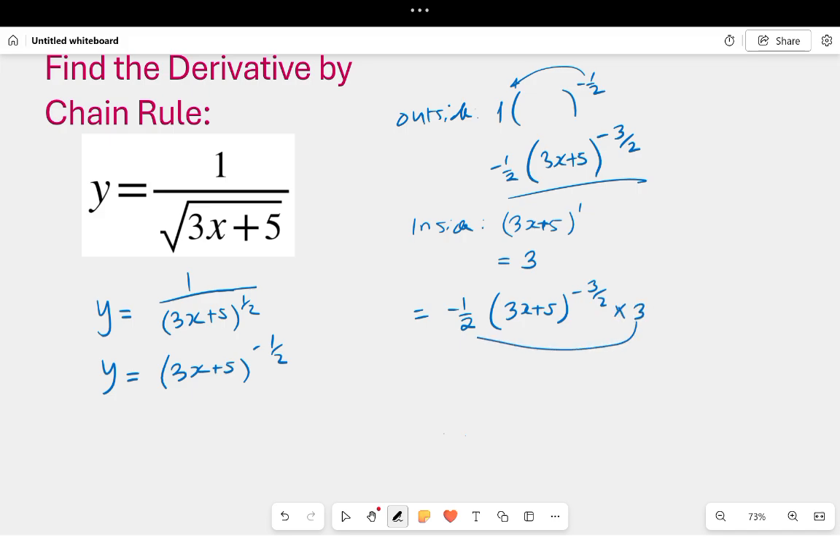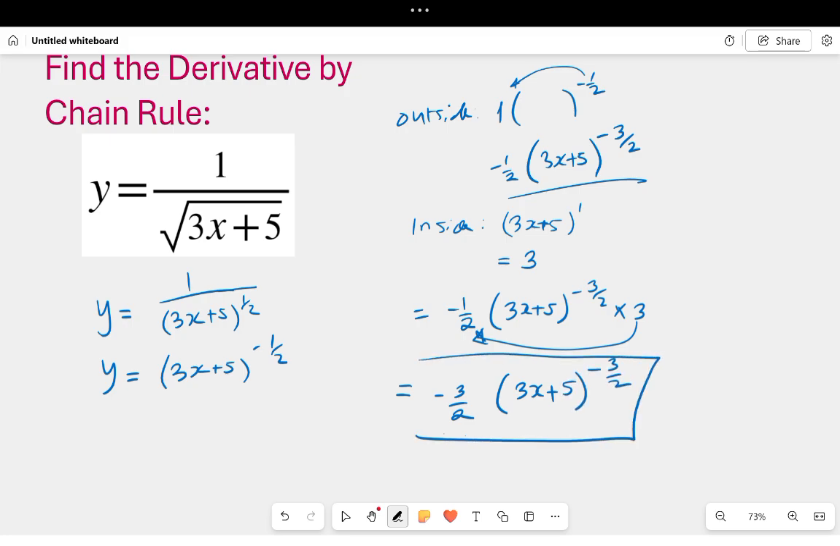So 3 can be multiplied by this negative a half, which is going to be negative 3 over 2 into brackets 3x plus 5 raised to power negative 3 over 2. And that is the final solution.